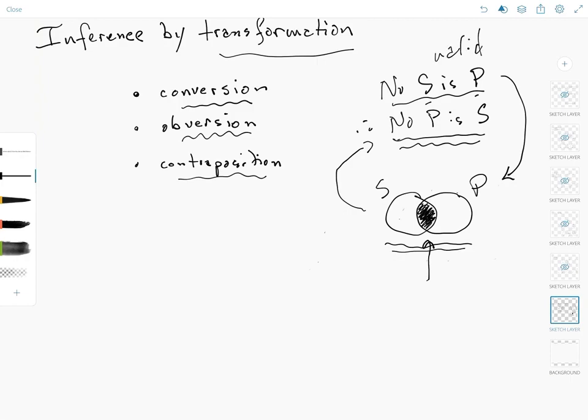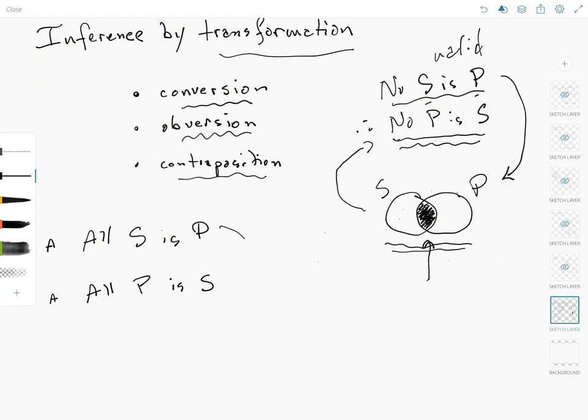Okay, let's look at another example of this method before we tackle some of the other mechanical transformations. So let's look at conversion applied to A. A is all S is P. Conversion is to swap the subject and predicate terms. Notice we've applied conversion. We start with an A, we end with an A, because the only thing we change is the position of the categories, S and P, right?